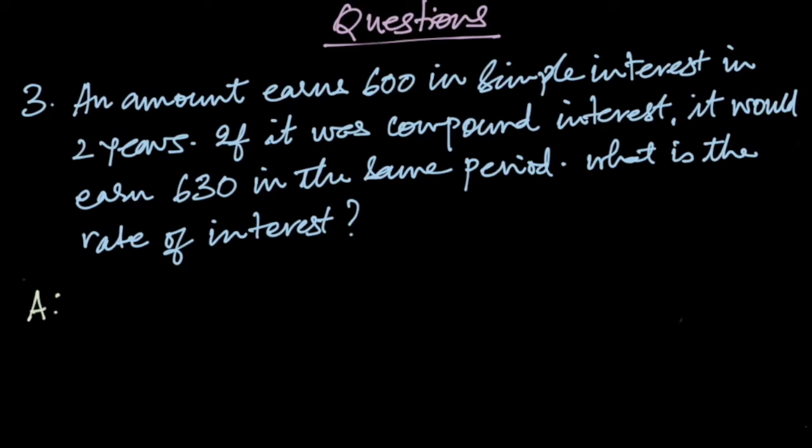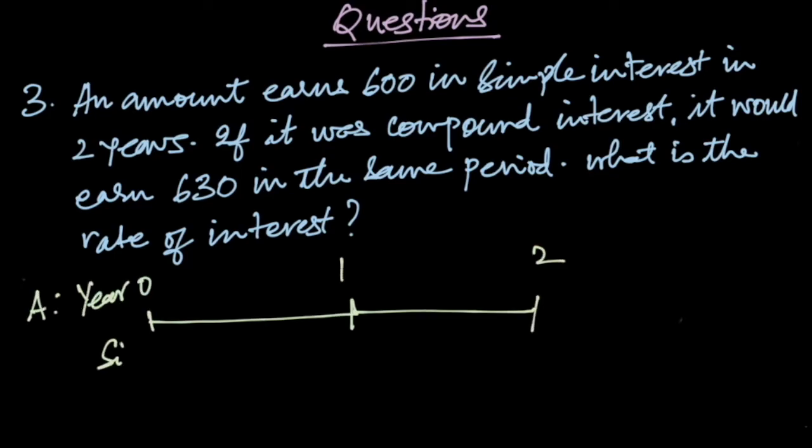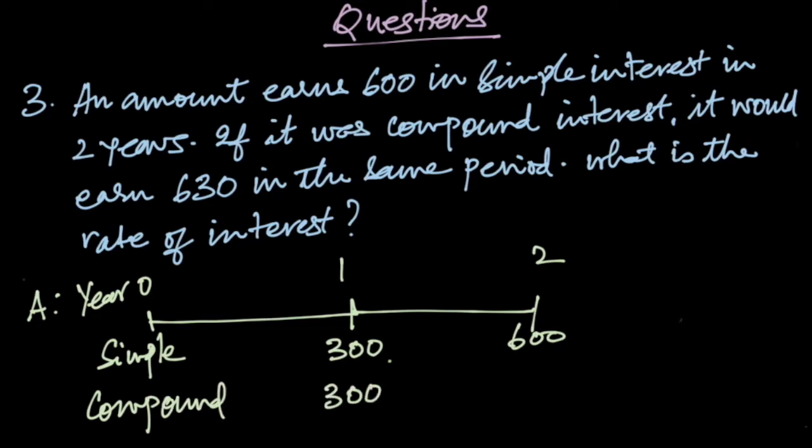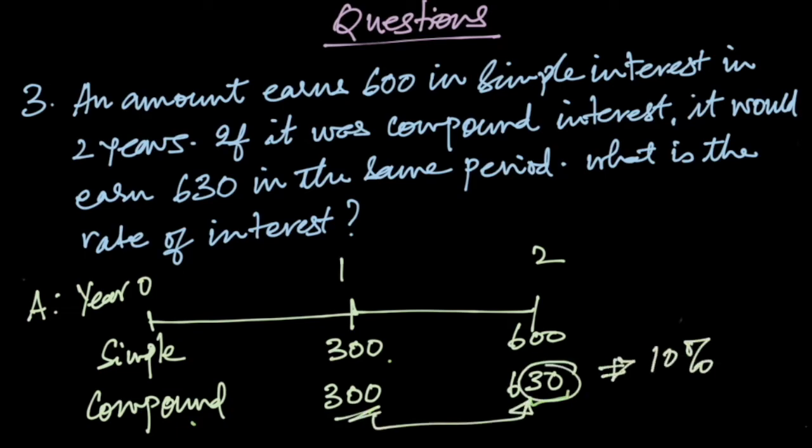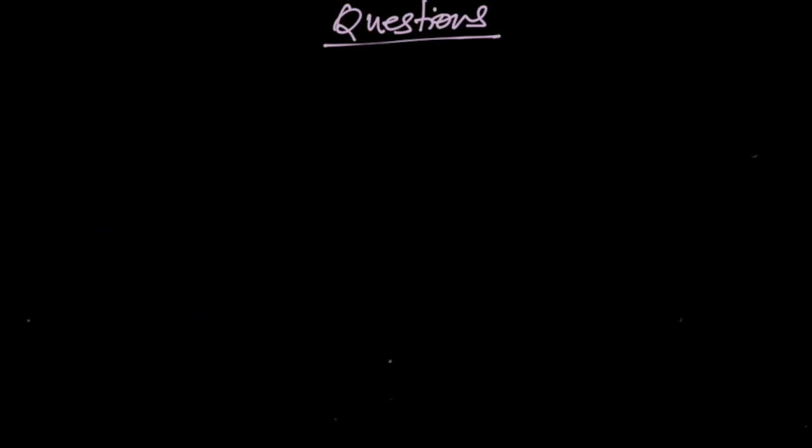So here year number 0, then year number 1 and year number 2. So in case of simple interest, in the first year it earned 300 as interest, and in the second year again 300, so it becomes 600. So in case of compound interest, in the first year the interest earned will be same, and in the second year the principal will earn interest and the interest will also earn interest. So this interest in this 1 year duration has earned extra interest of 30, which is 10%, which means the rate of interest is 10%.